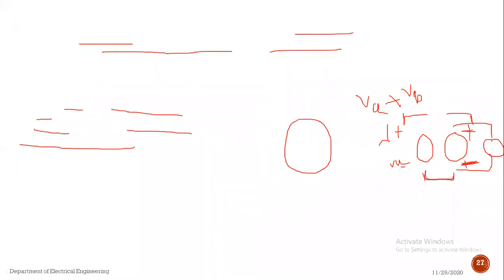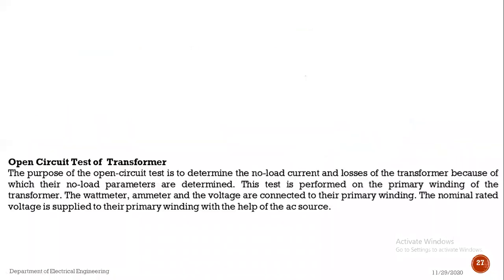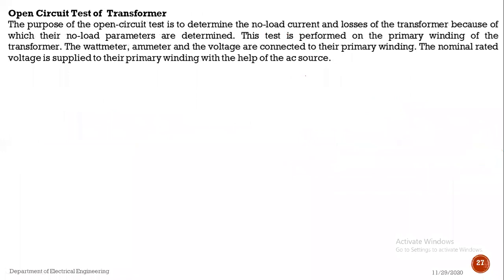So this is the simple one, the test to check the polarity. Now the second one is the open circuit test. We have done a detailed discussion regarding the open circuit test. The purpose of conducting the open circuit test is to determine the no load current and the no load losses of the transformer, because from these the no load parameters are determined.